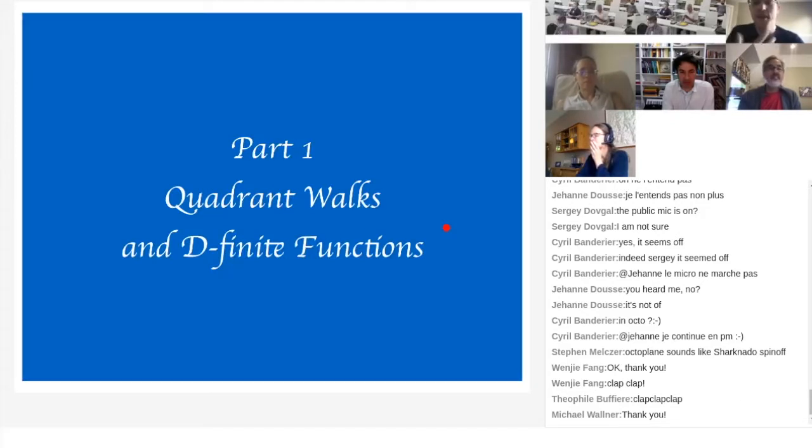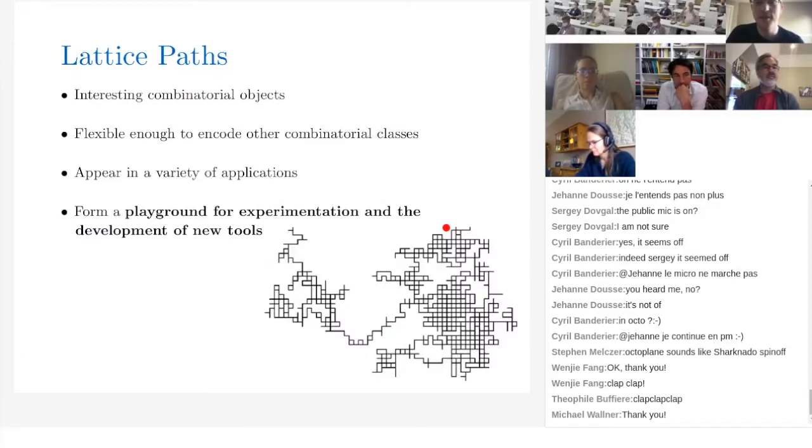So before I start talking about multivariate functions, I want to start back just by introducing these walks we're looking at and looking at some univariate properties of generating functions, which will be familiar to you if you've gone to the talks earlier this week.